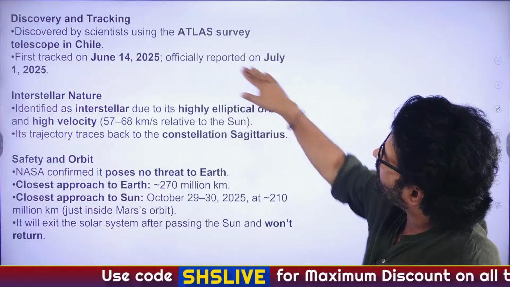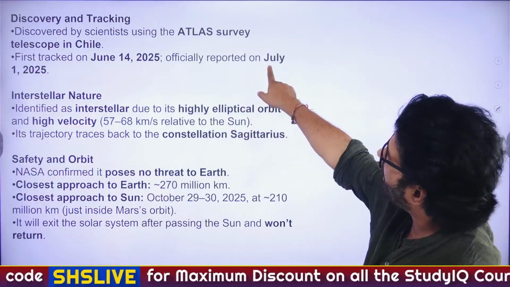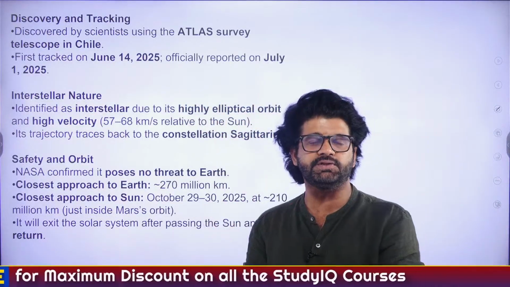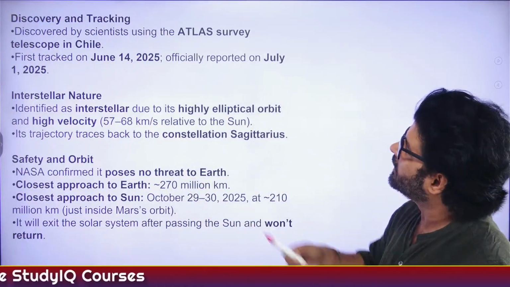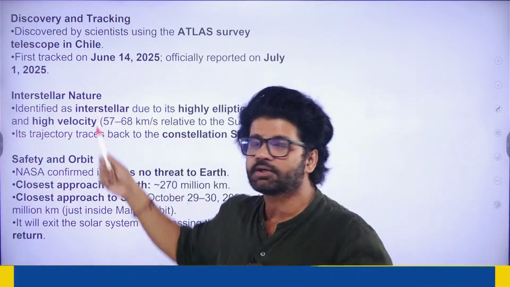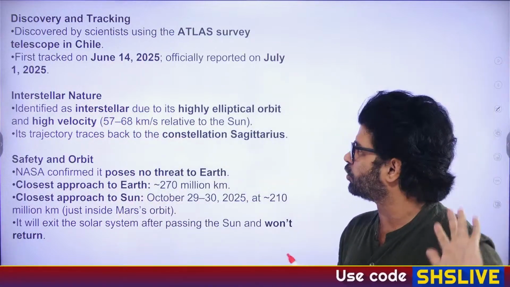Okay. So now, discovery and tracking. Discovered by scientists using the Atlas Survey Telescope in Chile. Please pay attention. This is a technical topic, just like the first editorial, but more technical than that. First track, again, you can read this. Interstellar nature means it has come from outside our solar system.